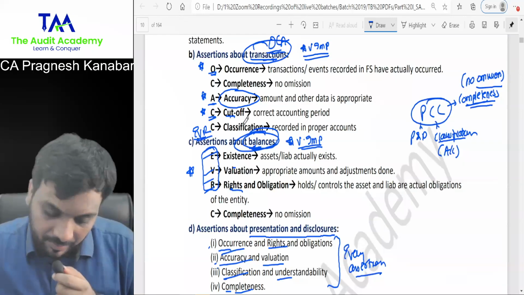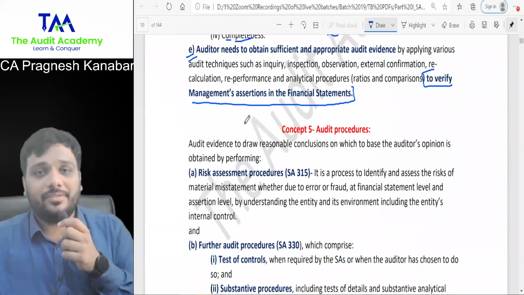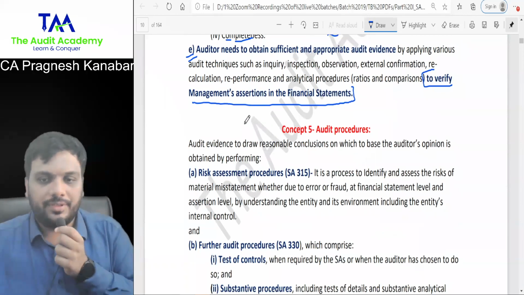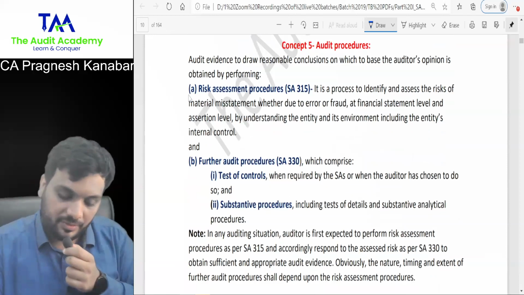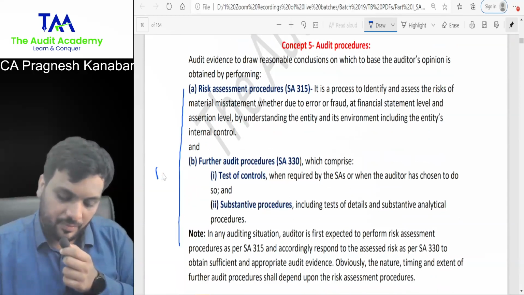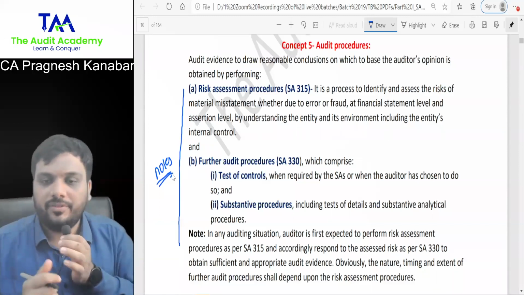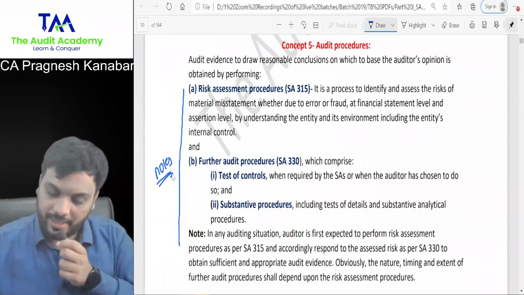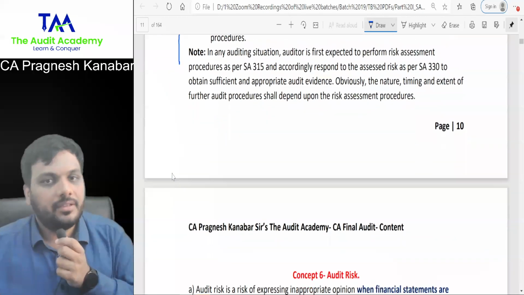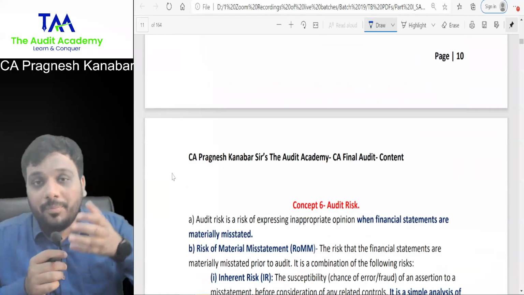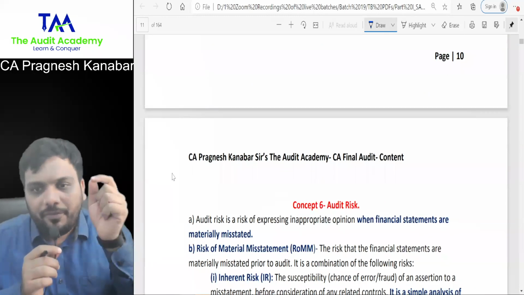Okay. Now everyone please come to the textbook. Concept 5, audit procedures. We have written much more than what I have given over here, just for your better understanding. So for this full topic, now you can write notes: risk assessment procedure, further audit procedure, and everything we have written over here, I mean in the notes. Done? Done.